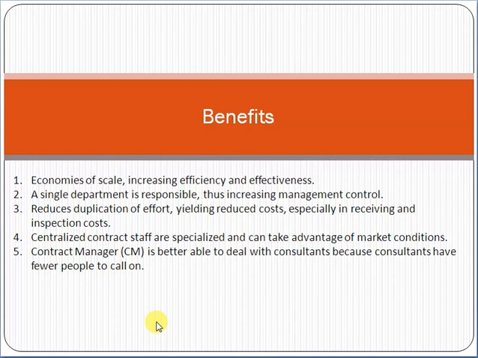Centralized contracting staff are specialized. Why? They are very specific, they are specialized. Specialized means that they are only working for procurement, so their skill set is greater in that area. The contract manager is better able to deal with the consultants or the vendors, because consultants have fewer people to call on. The contract manager or procurement manager is a person who is handling all types of procurement, so he is better at handling all types of procurement.